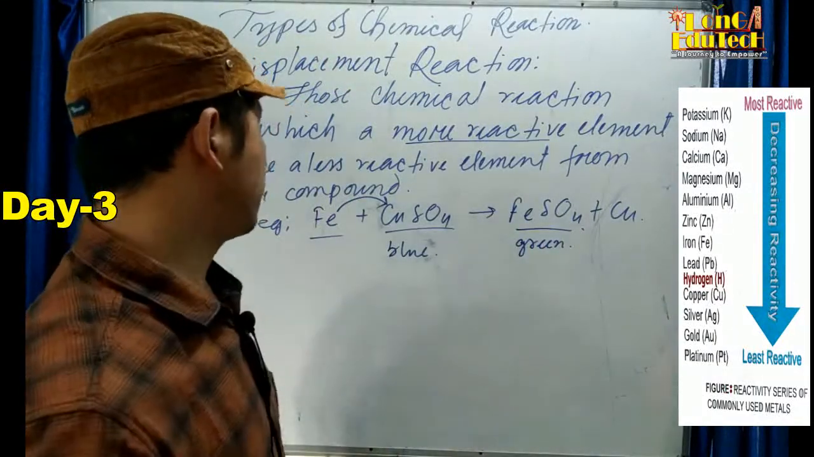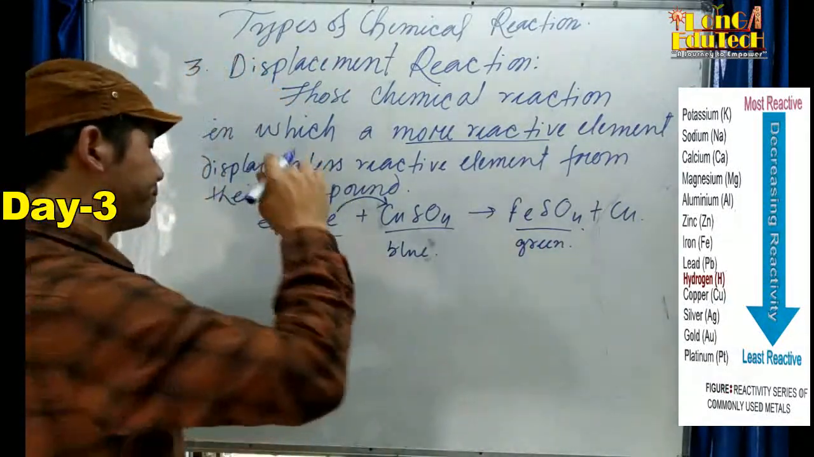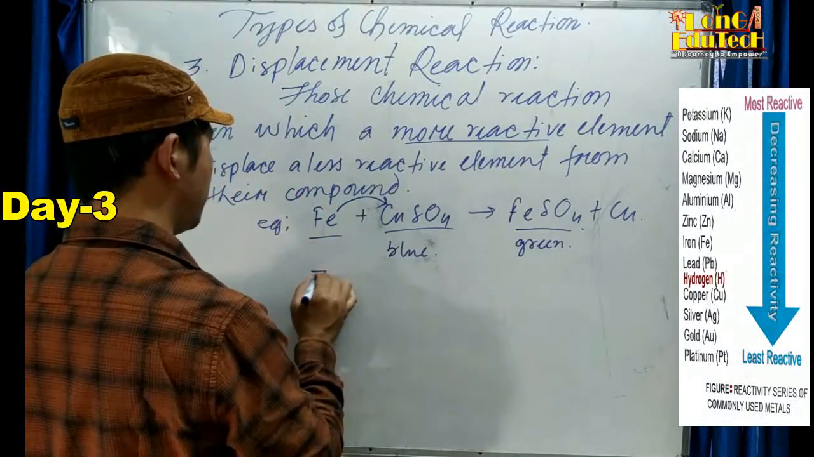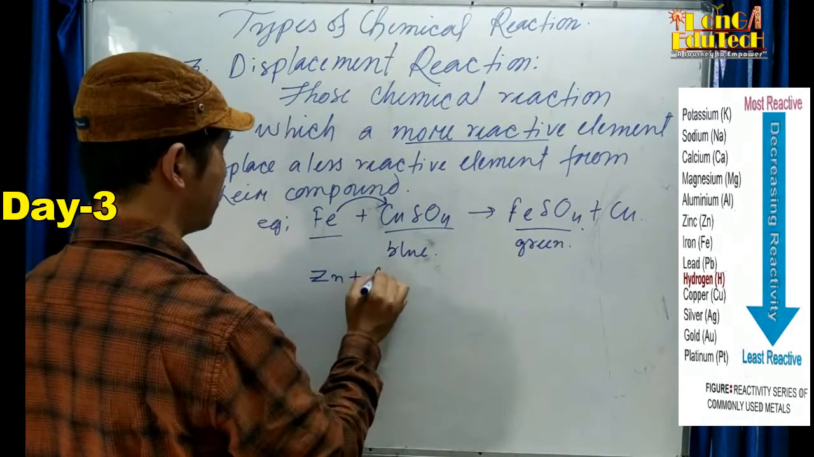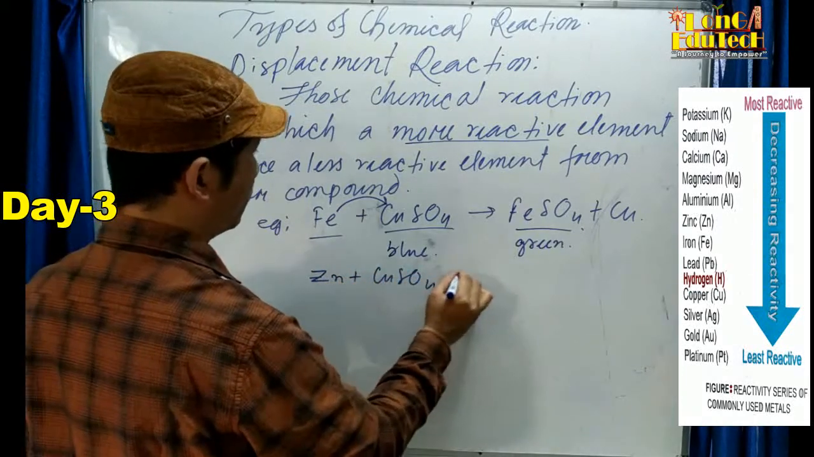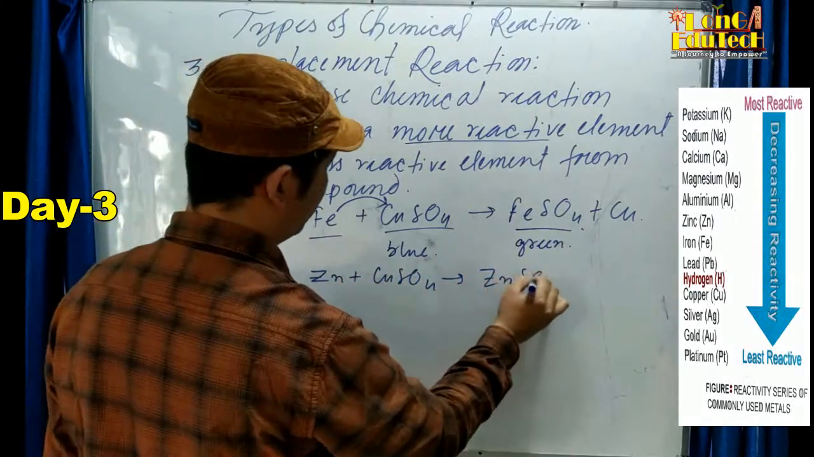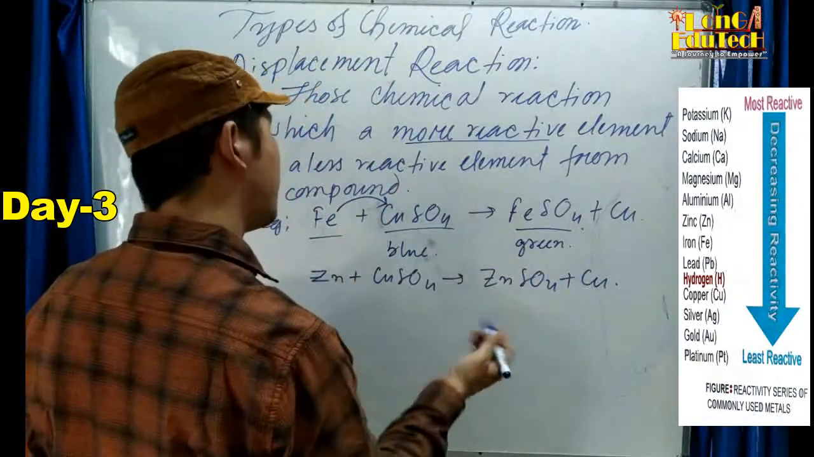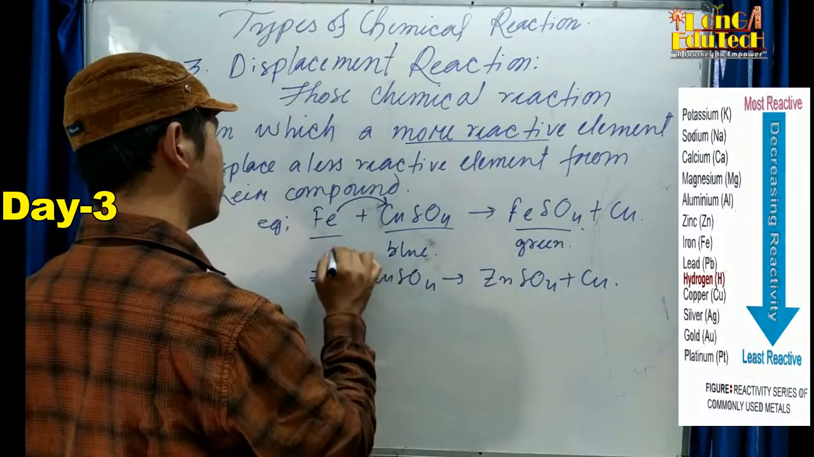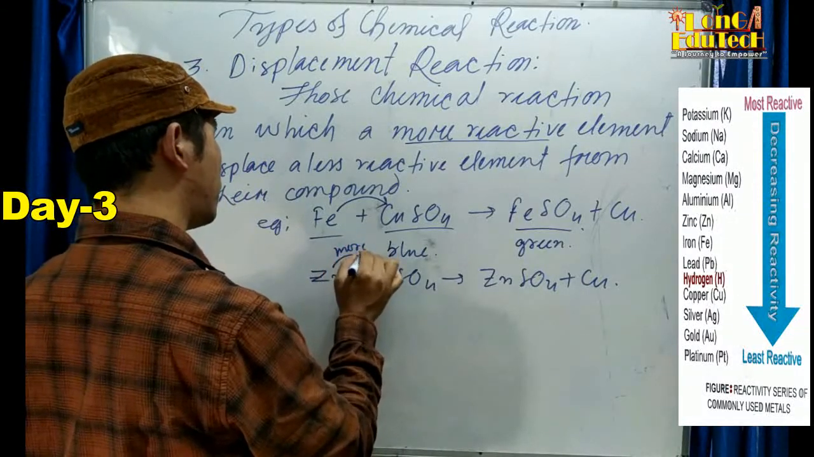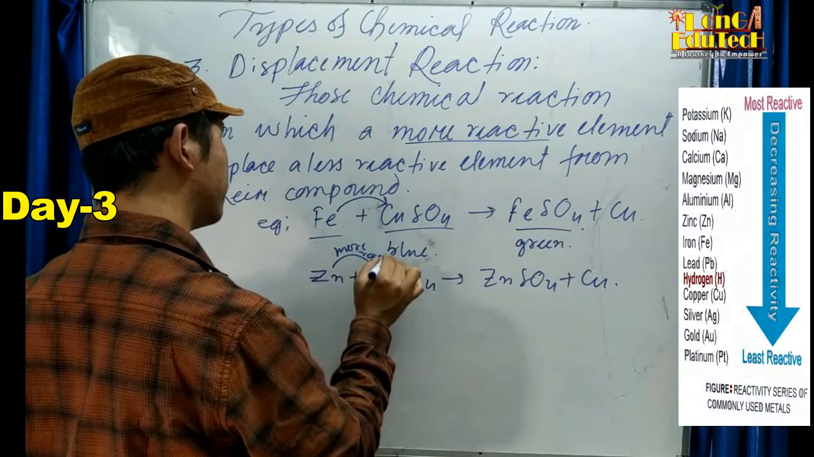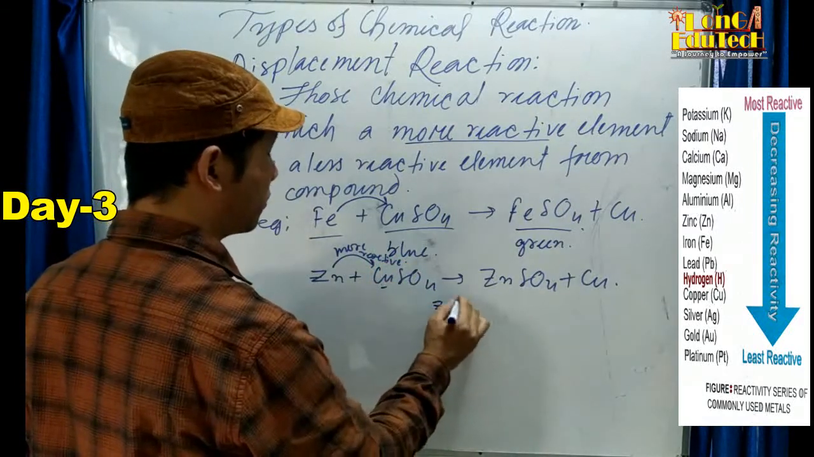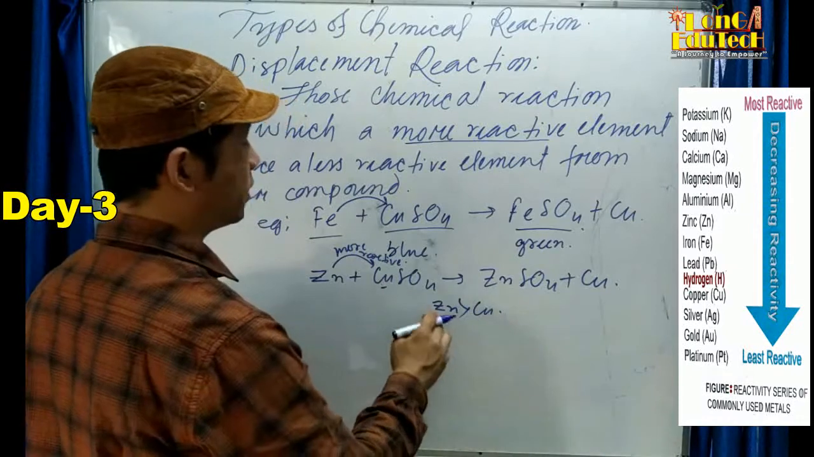Okay, so at this point we have to know, even here, zinc plus copper sulfate forms zinc sulfate plus copper. Why? Because zinc is more reactive than copper. That's why zinc can displace.